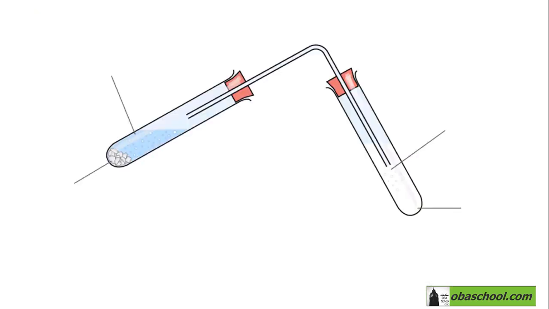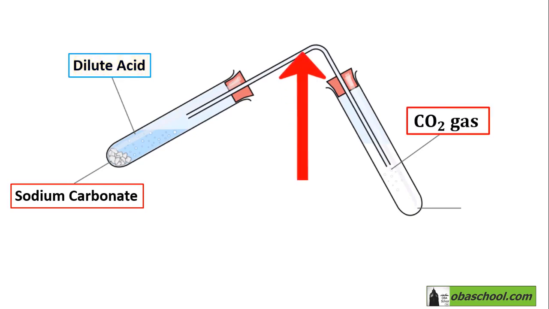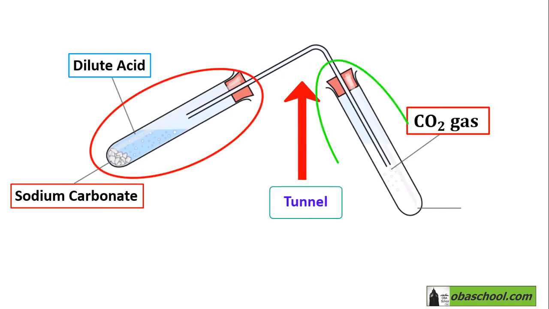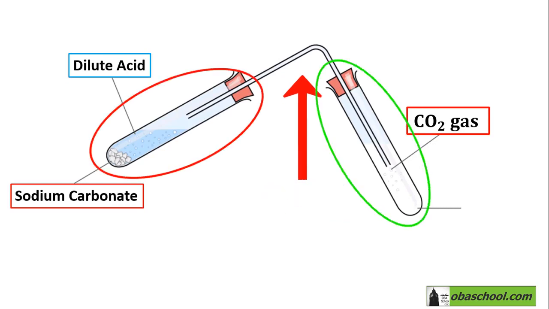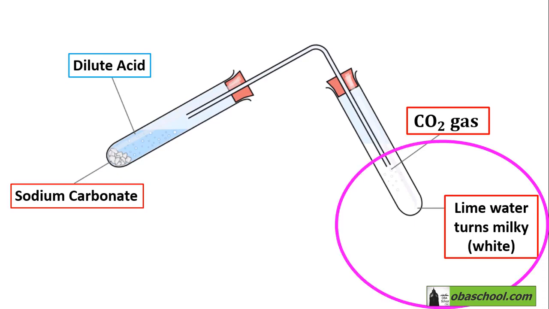Here is another picture of what happened in the lab. This is a virtual picture. So this was the sodium carbonate that we have added in the test tube, and this was the dilute hydrochloric acid. If we insert a small tunnel between the first tube and the second tube, you will allow the CO2 gas to travel, and if we put lime water here, the lime water will turn milky and white. This proves for us that the gas that is released is carbon dioxide gas.